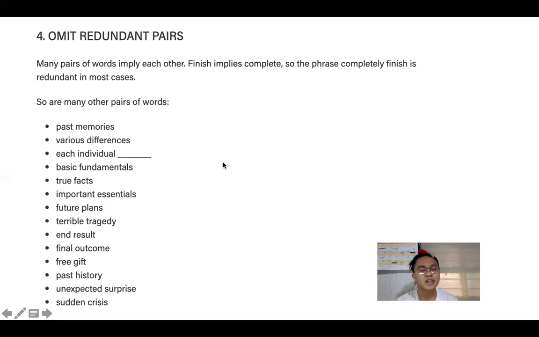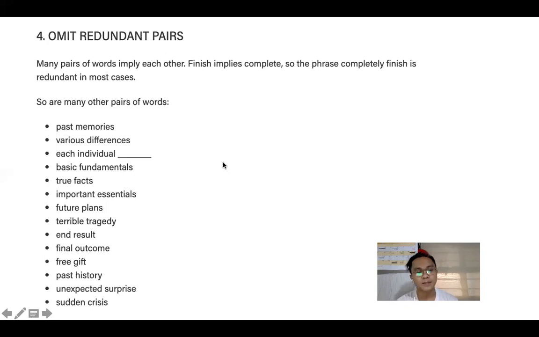So terrible tragedy. Tragedies are all terrible. Kaya nga sometimes we say what a tragedy kasi it's terrible. End result. Result happens in the end, so we don't need to say end result. Final outcome. Outcome always is in the final, so we don't need to say final outcome. Free gift. Gift is always free unless you want someone to pay you for the gift. Past history. All history happens in the past, so we don't say past history.